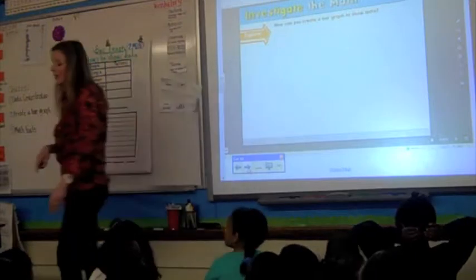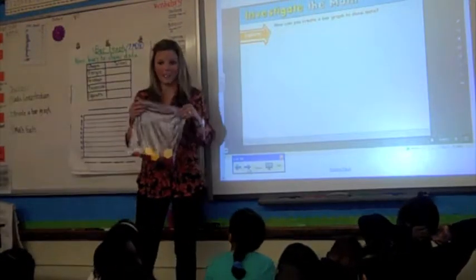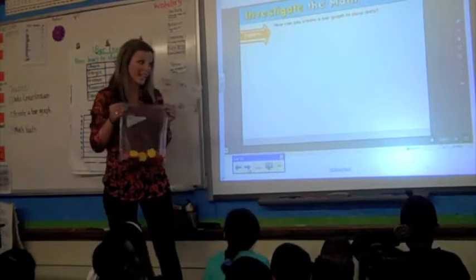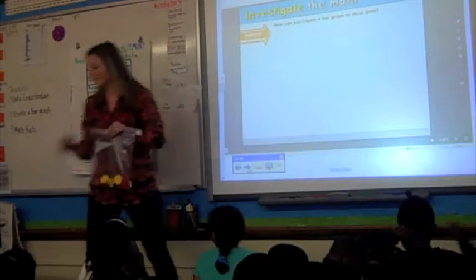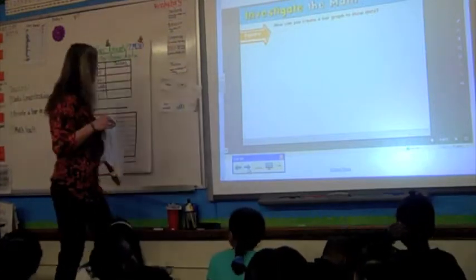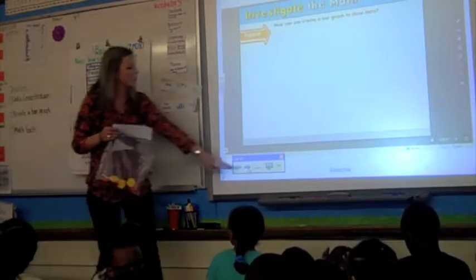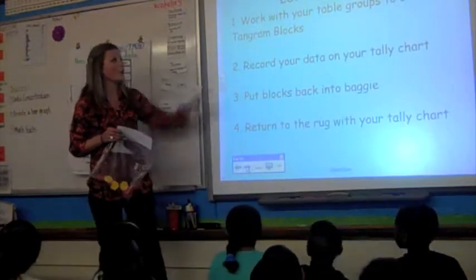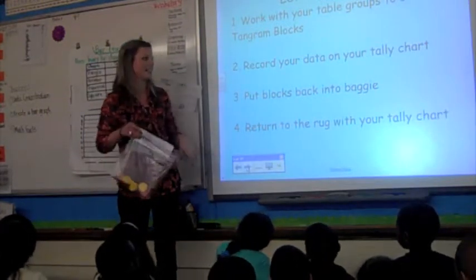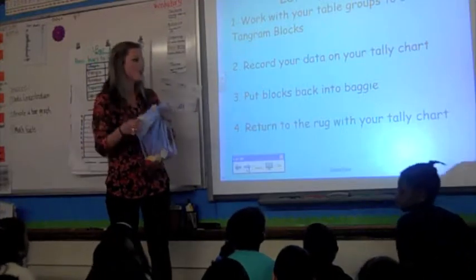And we're going to be collecting data on the types of tangram shapes we have in our classroom. So you're going to work together with your table as a team to create a tally chart. And then we are going to work together as a class to create a bar graph using the data you've collected. So when I call your table, you're going to work with your table groups to sort your tangram blocks at your desk. Second, you're going to record your data on your tally chart.